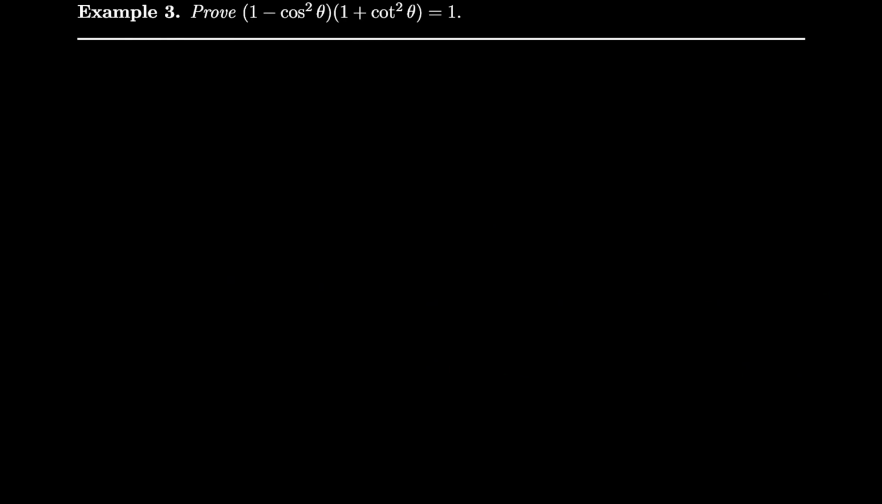Up to you. So in this next example, we're asked to prove that 1 minus cosine squared theta times 1 plus cotangent squared theta equals 1. Obviously, the left-hand side is much more complicated. You can start with 1, but good luck getting anything out of that. So there's a whole bunch of ways that you can do this.